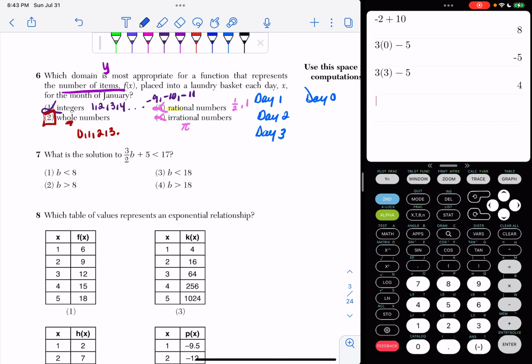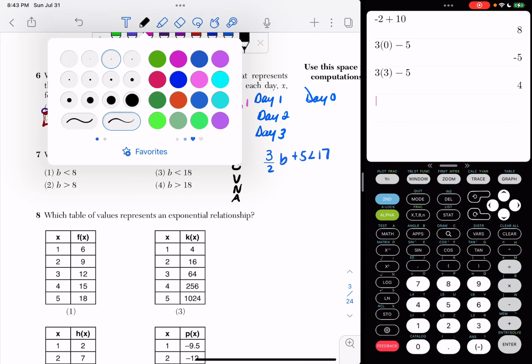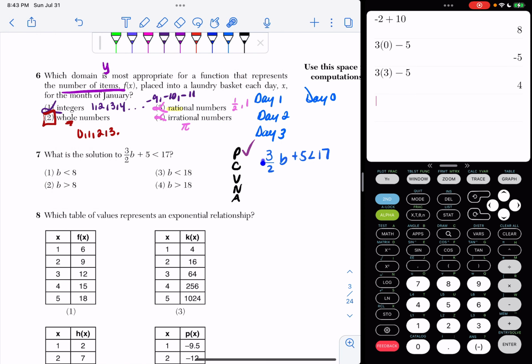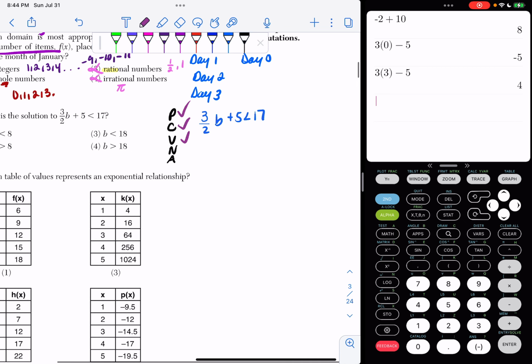So the first thing we're going to do is rewrite our inequality. So 3 halves b plus 5 less than 17. We're going to use PCVNA to solve. I don't have any parentheses, so I can simply cross off that stage. There are no like terms to combine, so I can cross off that stage. My variable is on one side, my b, but my numbers aren't on the other side. So I have to ask myself how to get rid of that 5.